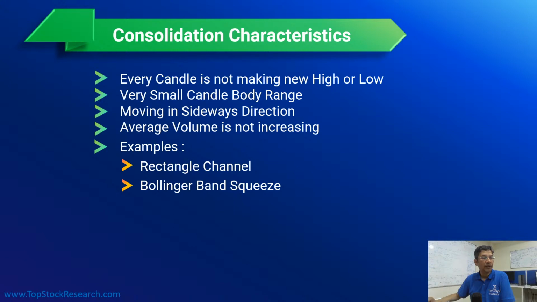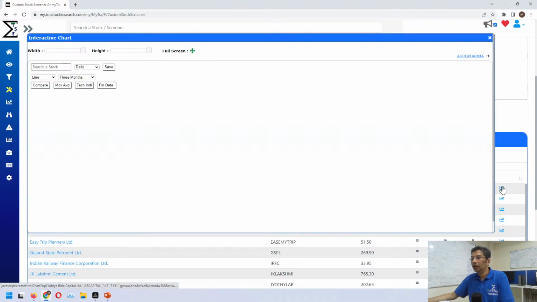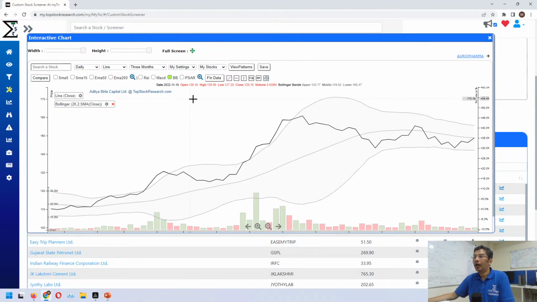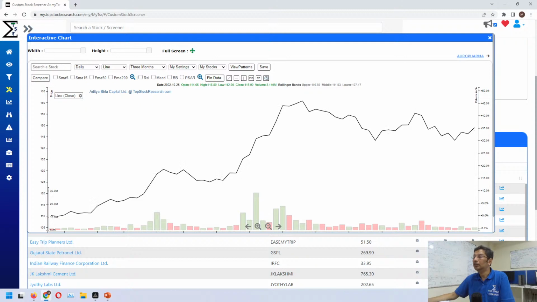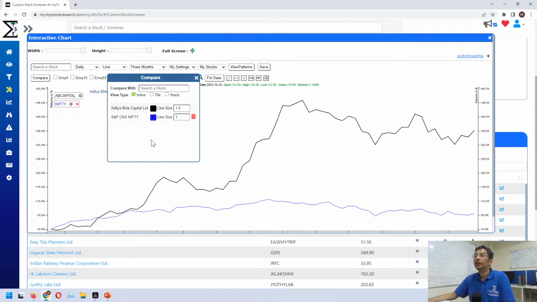Can we have multiple charts in one window? Okay, though not part of it, I'll quickly take an opportunity to tell that. Let's say what you are looking at is, I'll remove Bollinger also. Very simple. What you can do is add another stock of your choice. Let's say we add Nifty. It's something which is commonly understood.